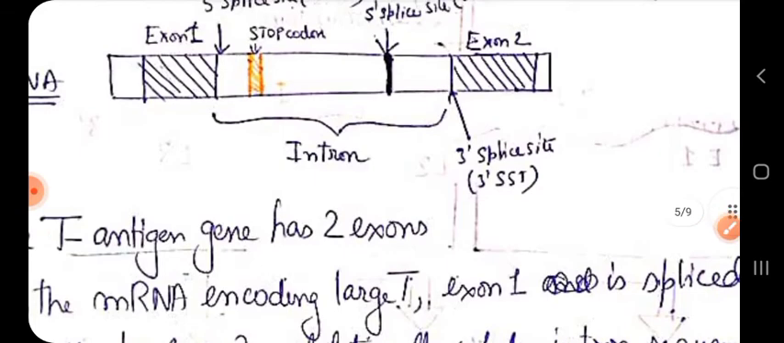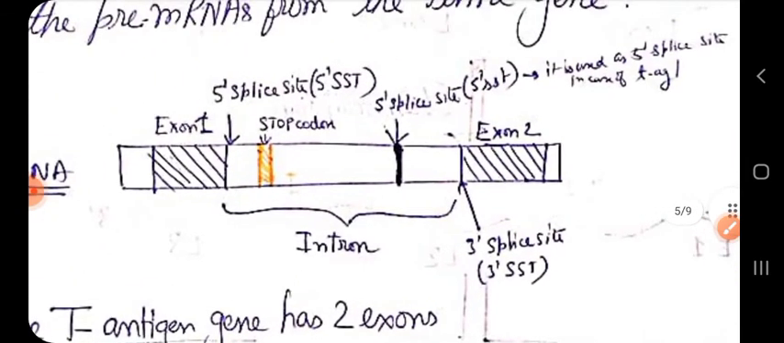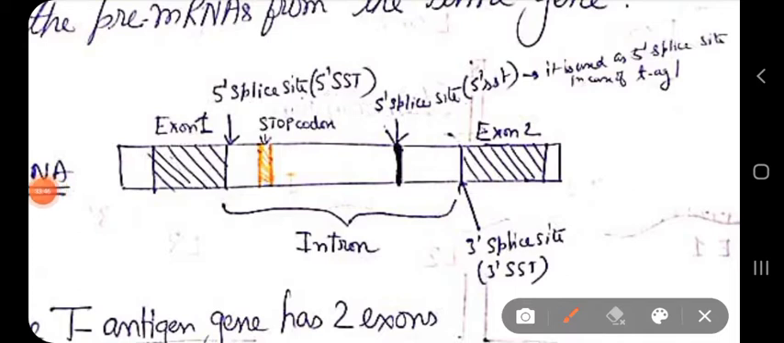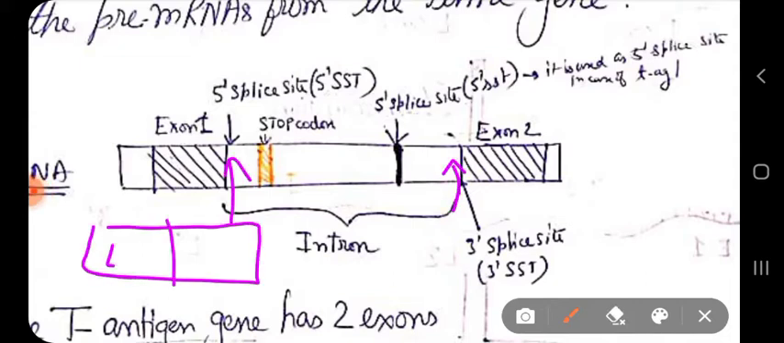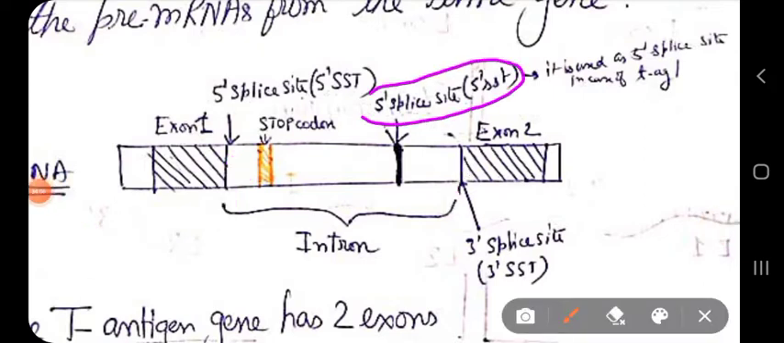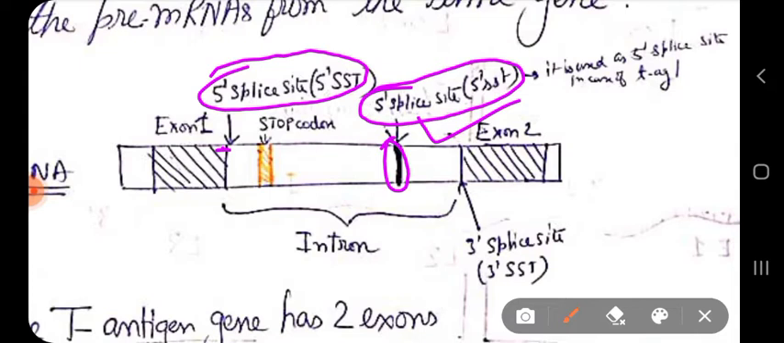Okay, so again I repeat, for the large T antigen protein, the mRNA that is used for the large T antigen protein, they splice out the whole intron and join exon 1 and 2, right? But in case of preparation of small T antigen, they use this 5' splice site. This is an alternative 5' splice site. Already there is a 5' splice site close to the intron exon boundary, but there is an alternative 5' splice site which will be used for making small T antigen gene.